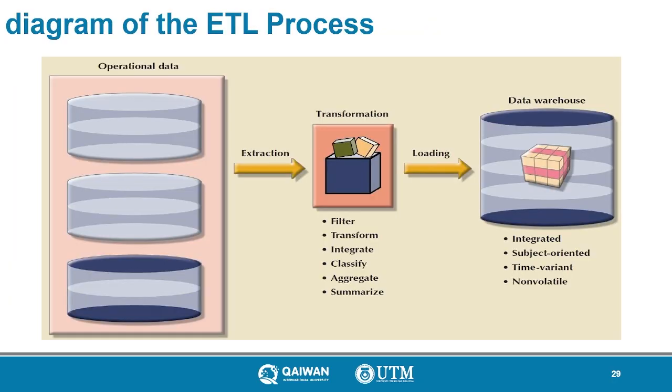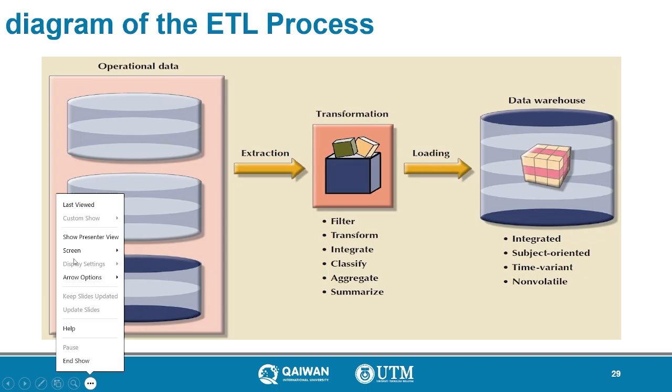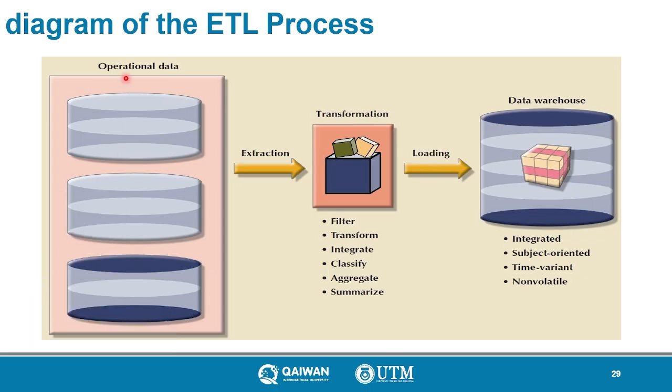Now, this is a diagram of an ETL process, or extraction, transformation, and loading. We would have the operational data here in different sources, and we would extract. We would have the extraction phase where we load it to the transformation, and we would filter, transform, integrate, classify, aggregate, and summarize, and then we would load it into the data warehouse.